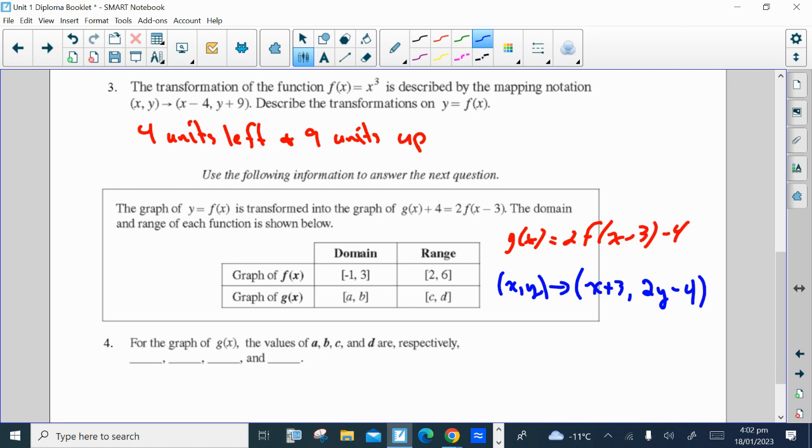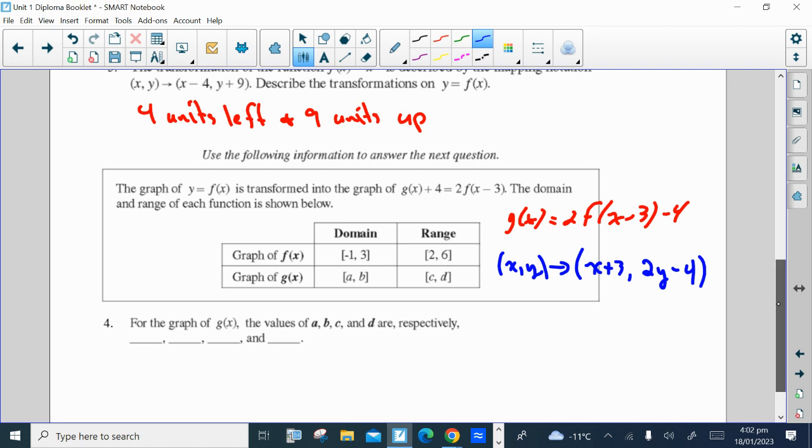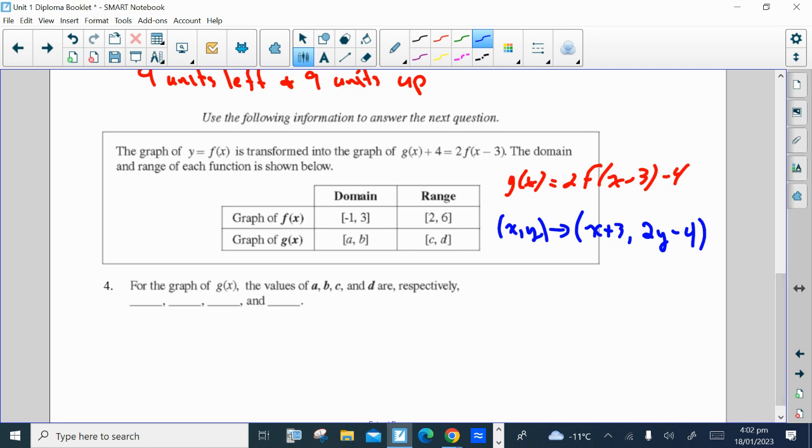So that's our mapping notation. If we take our domain that was at -1 to 3, all those x values would be increased by 3. So it would become 2, 6. And those are our values of a and b, 2 and 6.